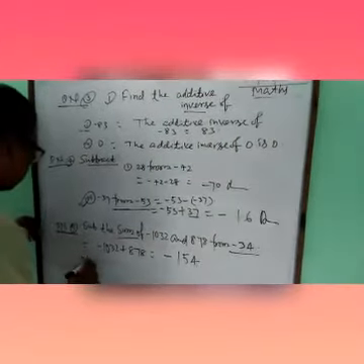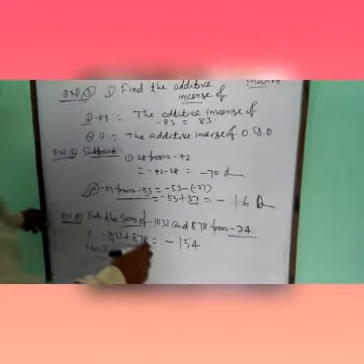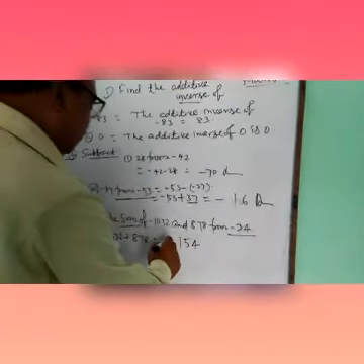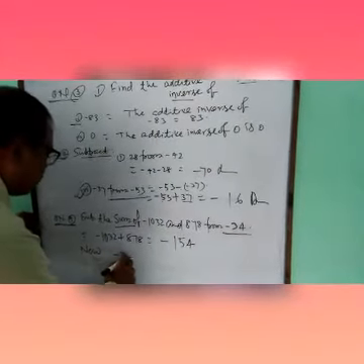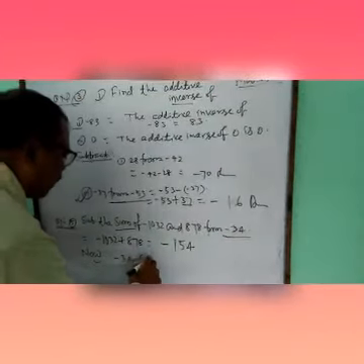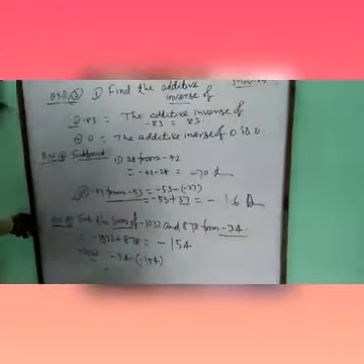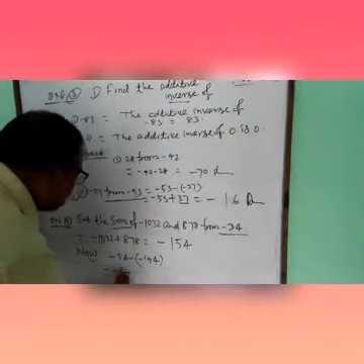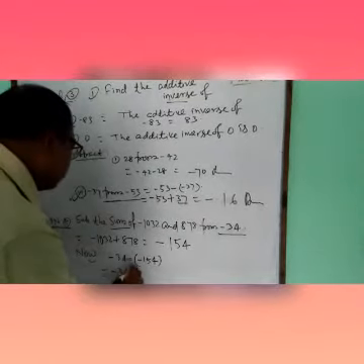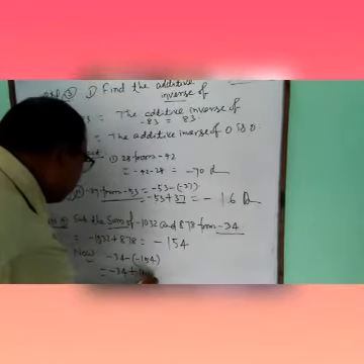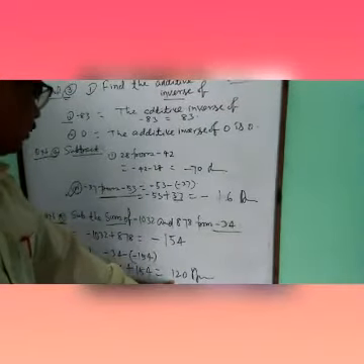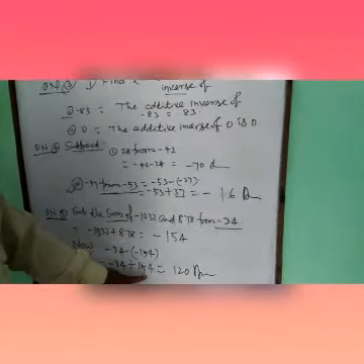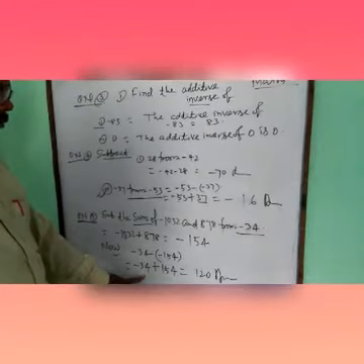Now we write: subtract -154 from -34. -34 minus (-154) is equal to -34, minus into minus plus, plus 154 is equal to 120. Answer. Here 120 is with positive sign because 154 is greater than 34.